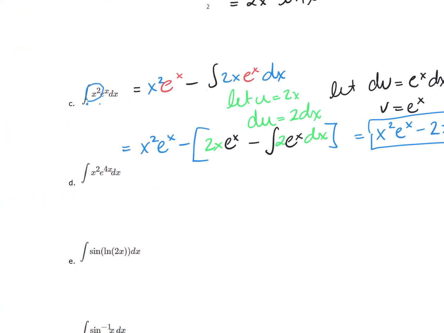So not much of a difference between D and E, so I'll go ahead and pause this at this point, and then I'll give you the answer. So pause it now, see if you can do it, and then I'll give you the answer.